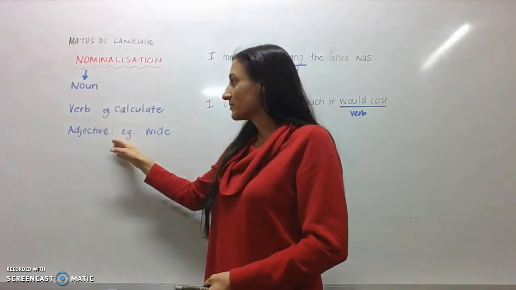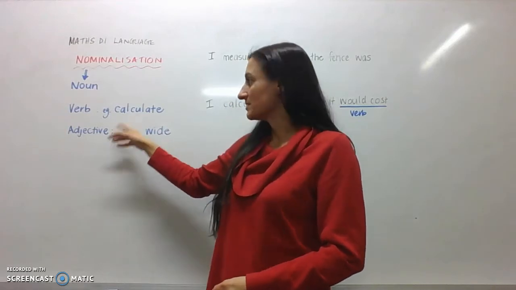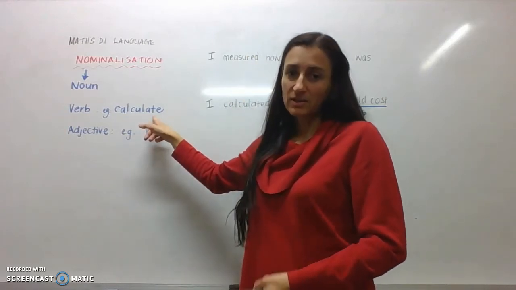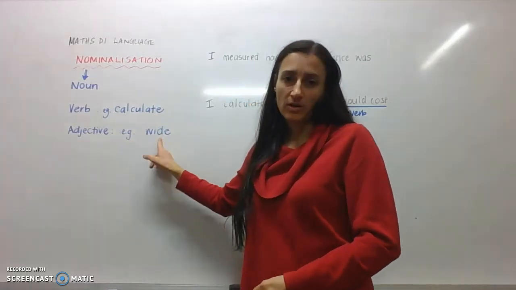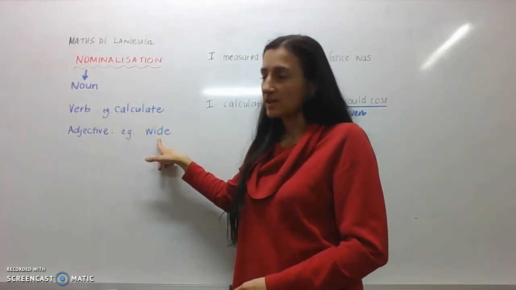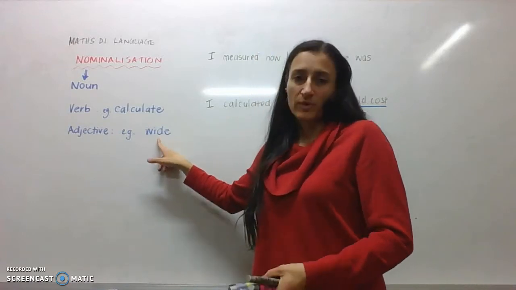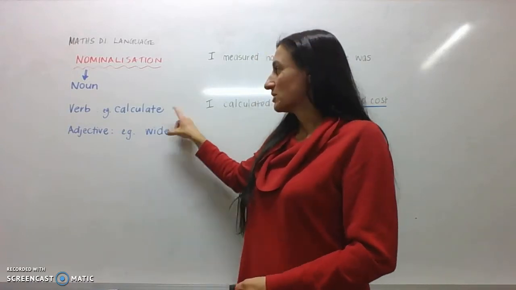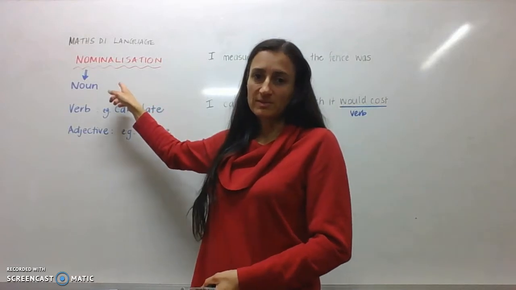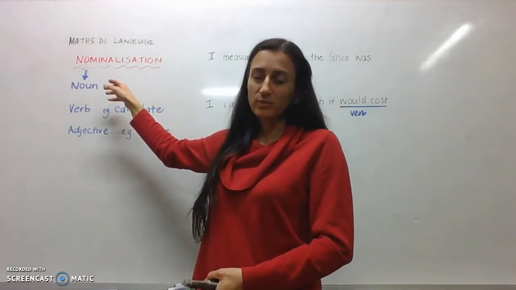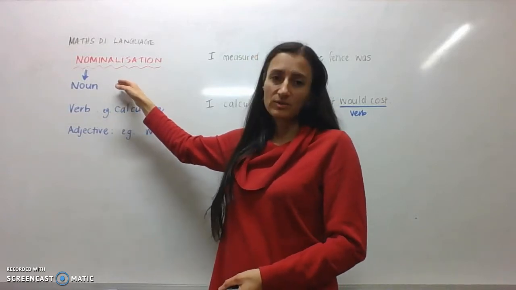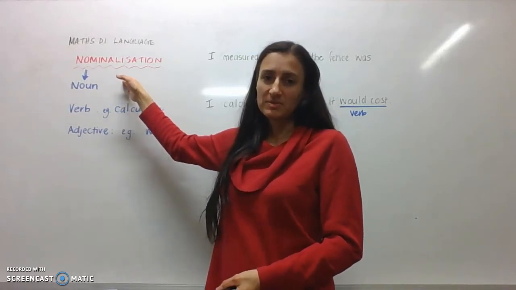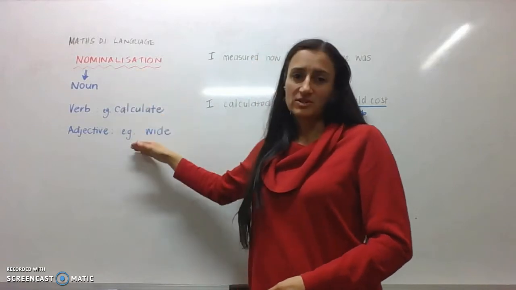So, for example, a verb that we might use in maths is calculate. You need to calculate the answer. Or an adjective, so we might be looking at how wide an object is, so describing what an object is like. With nominalisation, what we're actually doing is we're turning these words into nouns, and the reason we turn them into nouns is so that we can put adjectives around them and make our writing more interesting, and it also allows us to talk about abstract concepts in a way that using verbs and adjectives doesn't allow us to do.